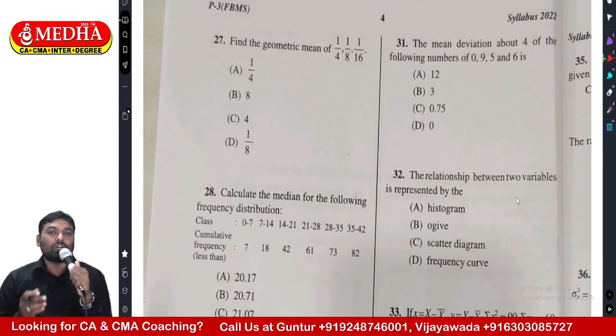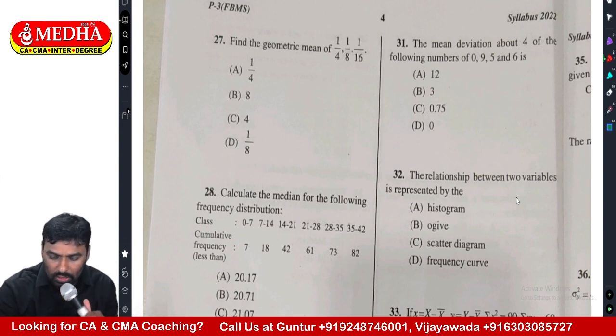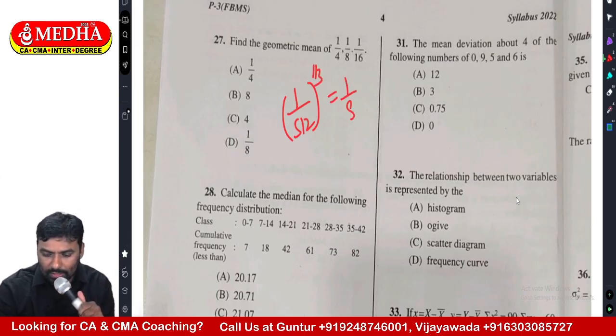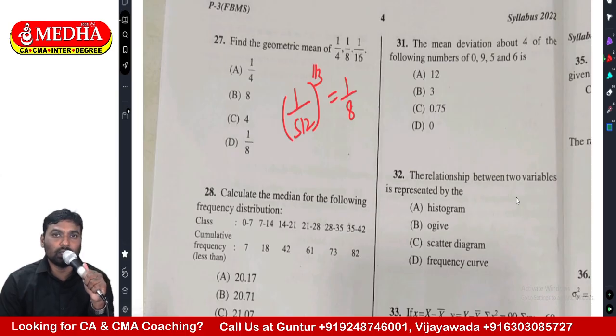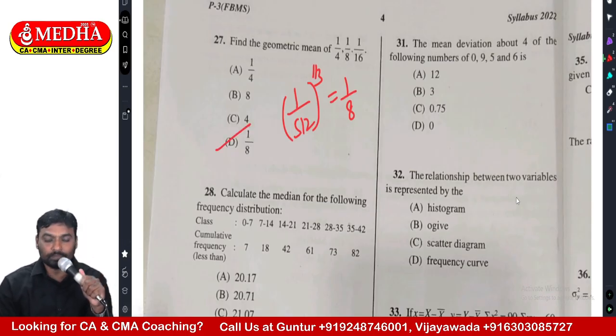Next, bit number 27, it is also based on geometric mean. 3 numbers are given. The formula is a into b into c whole to the power 1 by 3. Here 1 by 4 into 1 by 8 into 1 by 16 whole to the power 1 by 3. Its product is 1 by 512, whole to the power 1 by 3. If you simplify this, then we get the geometric mean is 1 by 8. Then the correct option is D.